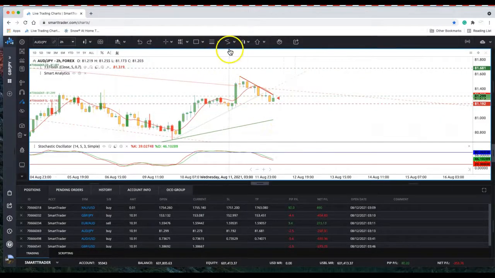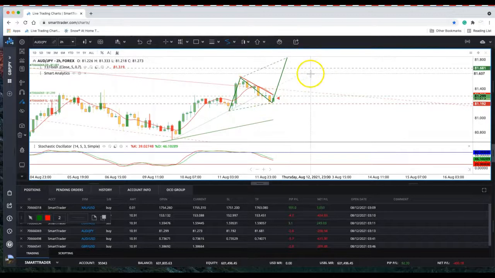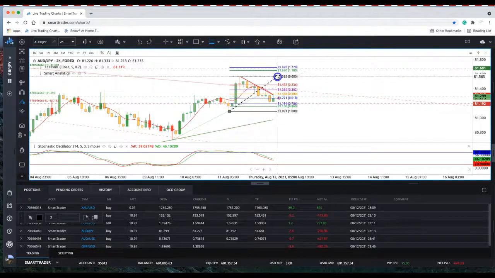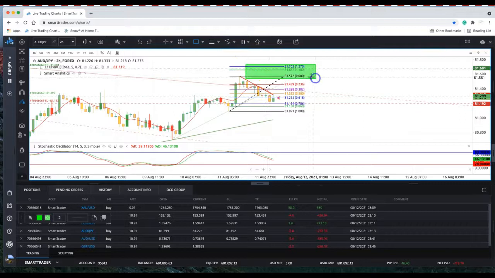So now we have a new A and a B, and now we have a C, and then D is up here somewhere. So I'll take my Fibonacci tool and draw it from the swing low to the swing high, right? And it pulls back to the 78% retracement level. And if it comes back to that level, then my extensions are my targets right up here. All the way up here at 81.65 is the first extension. So that's my target. Okay.